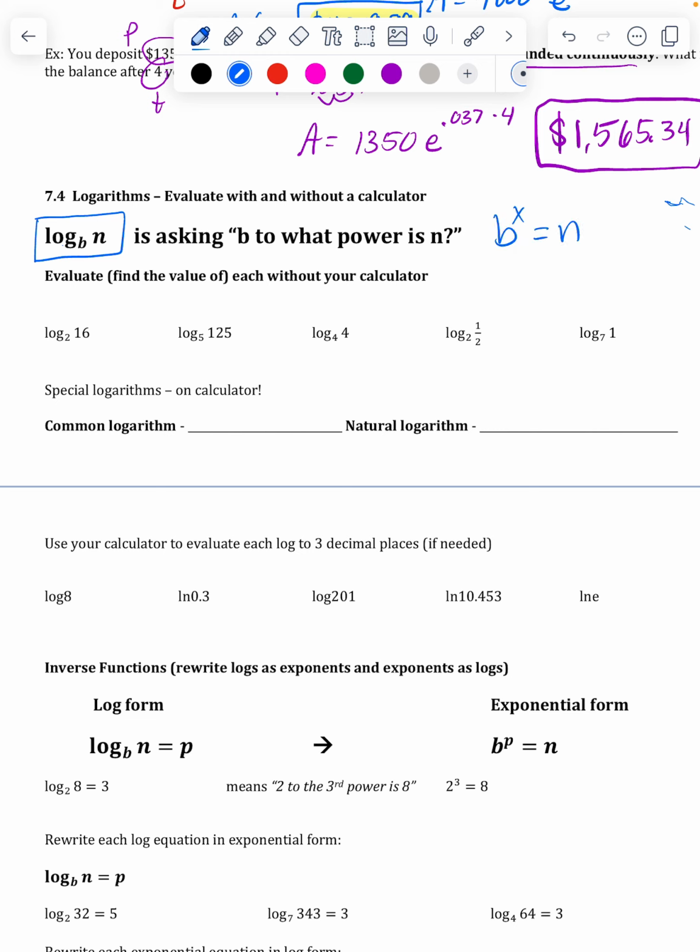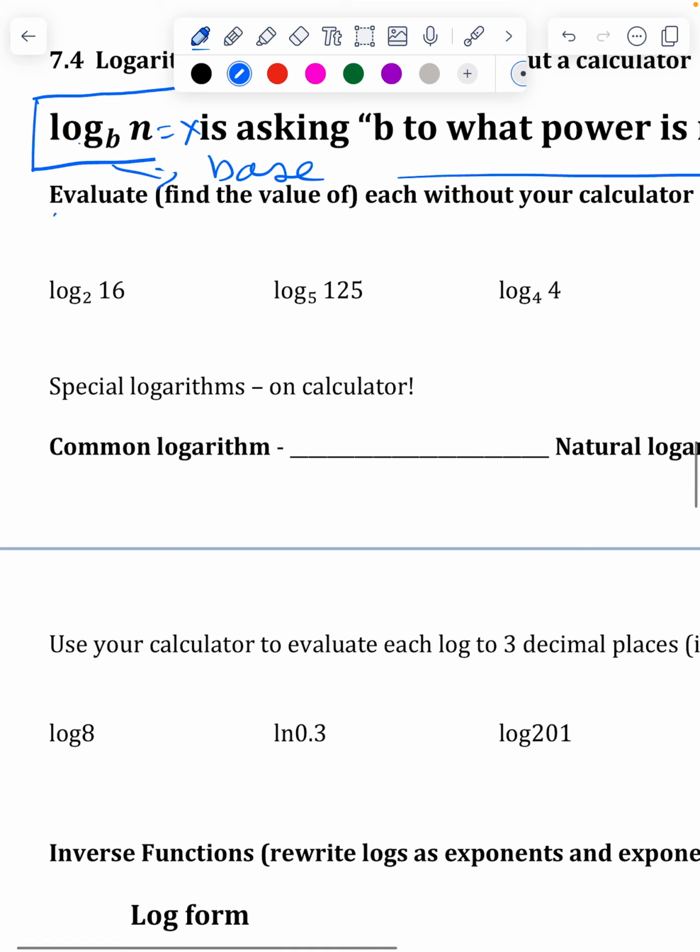n. So this in the bottom, I always think of it as the basement. That's going to be your base. So that becomes this. And then even if a log statement like this one doesn't have an equal sign, it's basically set meaning equals what. So in this case, this is asking b to what power is n. So when you're told to evaluate, you're going to get a number, something like this.